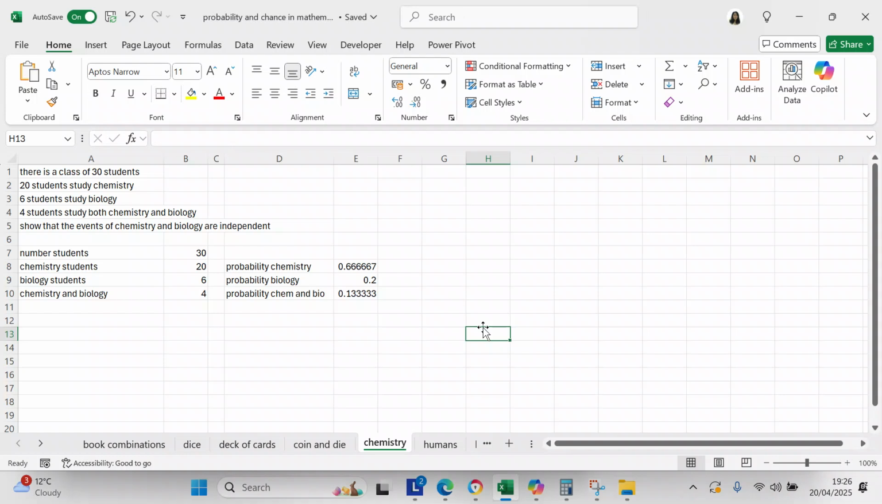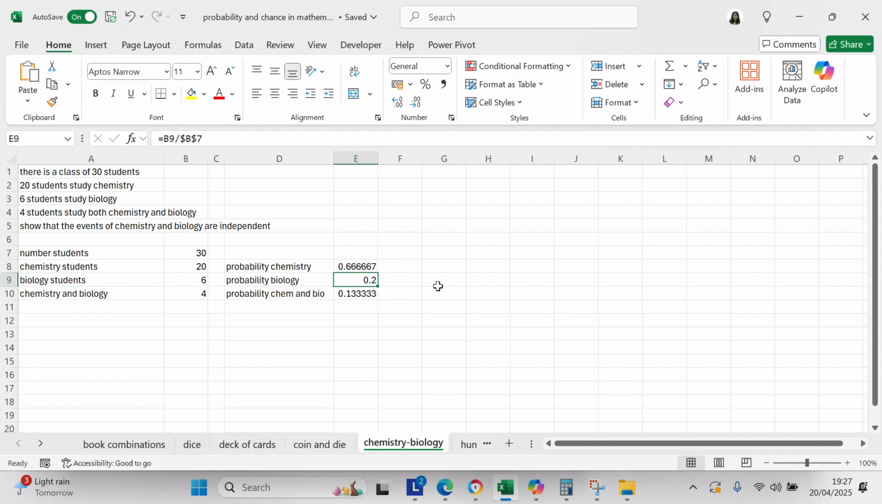So you've got your number. So what we're going to do is we're going to say chemistry. Just to identify this, the number of students is 30. Chemistry students equals 20. Biology students equals 6. And chemistry and biology equals 4. So probability of chemistry equals B8 divided by B7. So it's 0.6667.